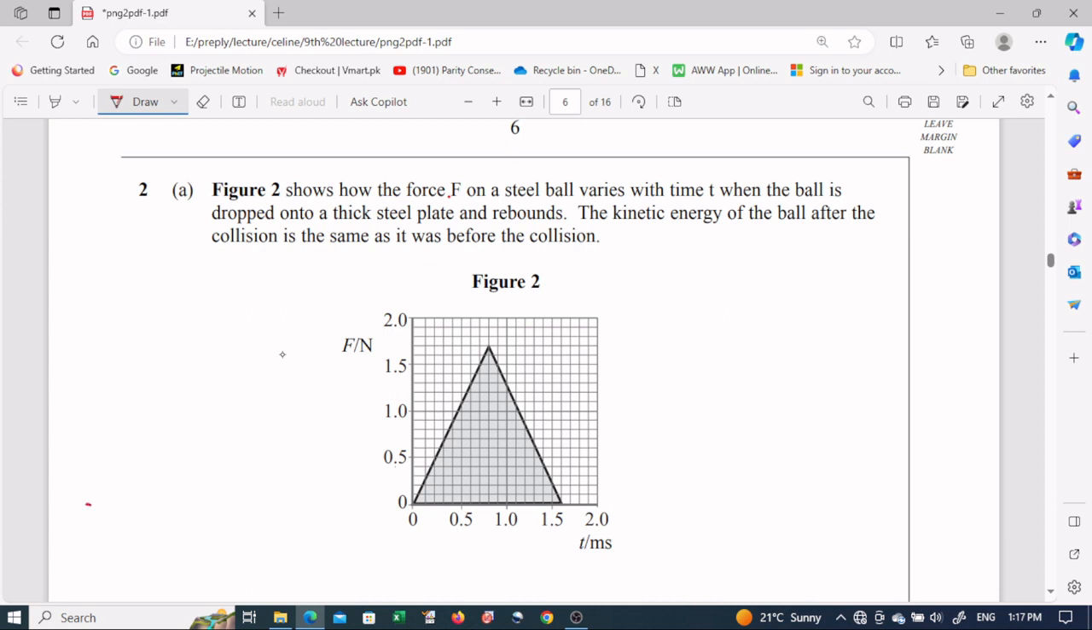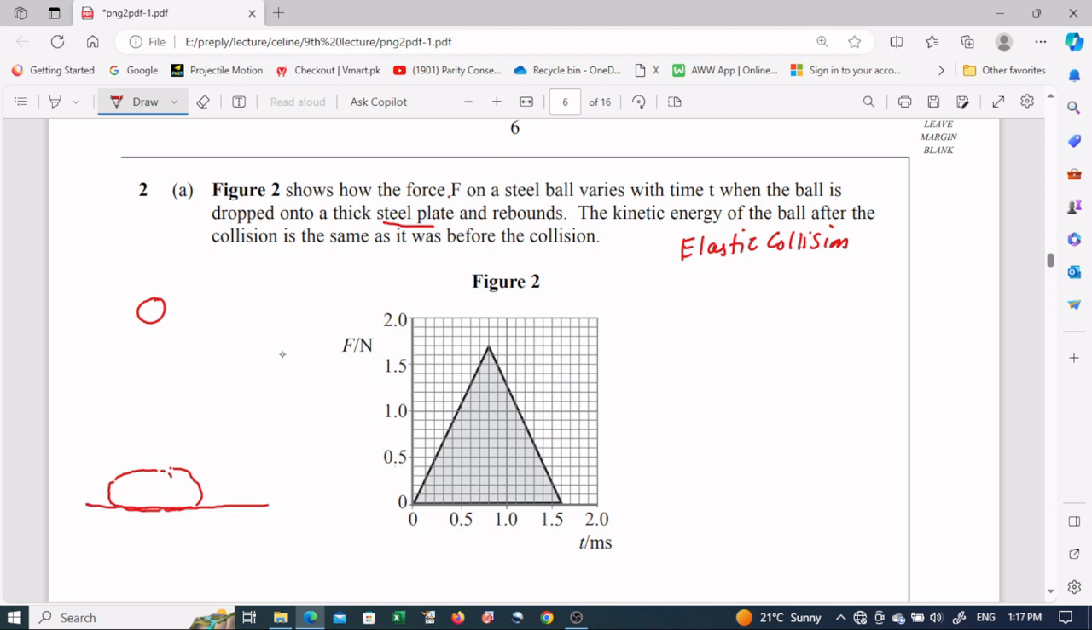So we have a steel ball and we release it from a certain height. It goes down and strikes the steel plate on the ground, and it rebounds back to the same height. So when it rebounds, the kinetic energy of the ball after the collision is the same as it was before. This is the type of collision in which kinetic energy is conserved, that is an elastic collision, meaning no kinetic energy is lost.